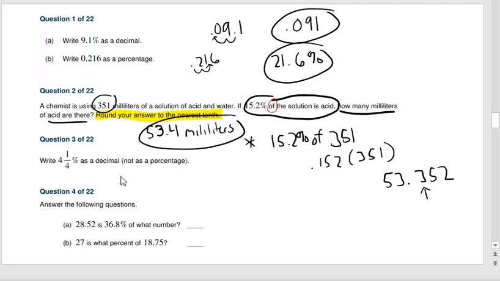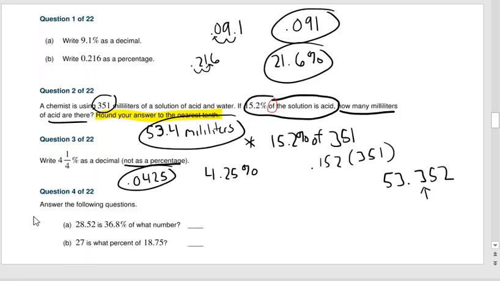Okay, so for the next one, it asks you to write 4 1/4% as a decimal, not as a percentage. So 4 1/4 is the same as 4.25. Remember, the fraction 1/4 as a decimal is just 0.25. So if we want to write this not as a percentage, we need to take the 4.25 and divide by 100. So that's going to give us 0.0425.